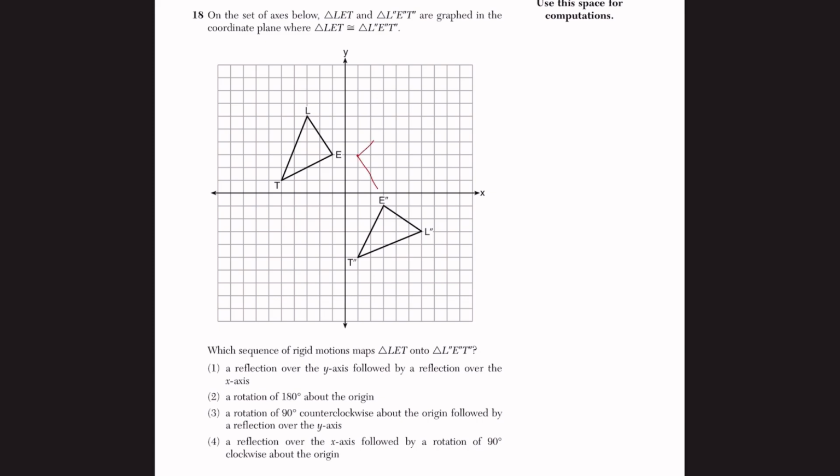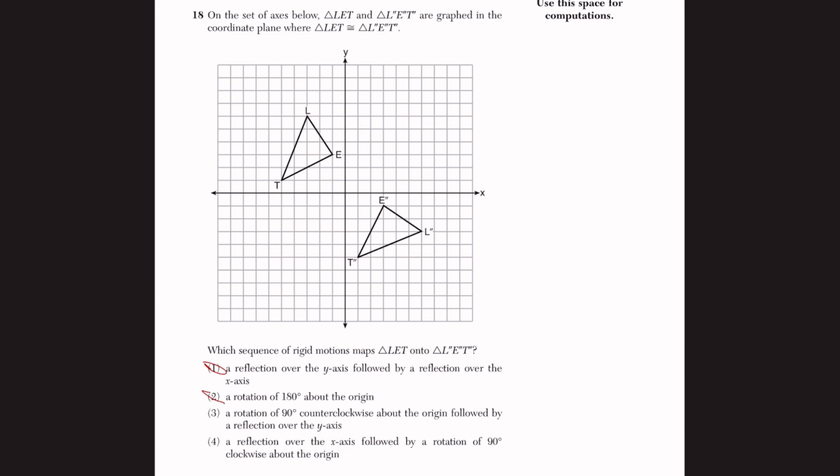If it were reflected over the y, it would look something like this, with E here, L here, and T here. Reflected over the x, it would look something like that, right? This would be T, this would be E, and this would be L. So number 1 is not correct. Number 2, rotation 180 degrees about the origin. If it were rotated like this, then E would be somewhere here, L would be somewhere here, and then T would be somewhere here. So I don't think that's correct.